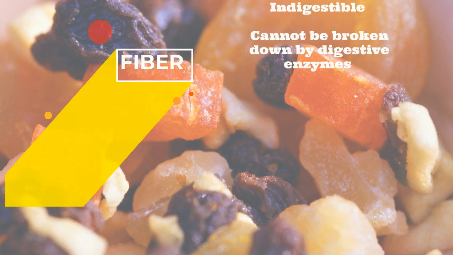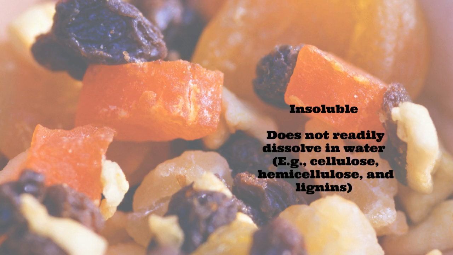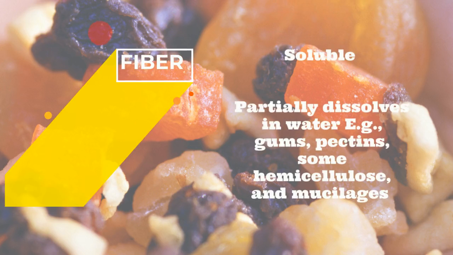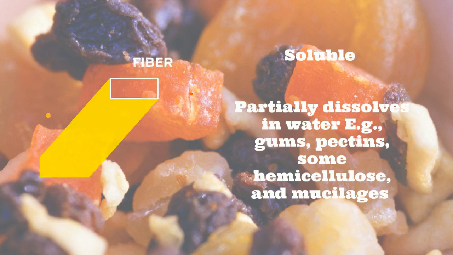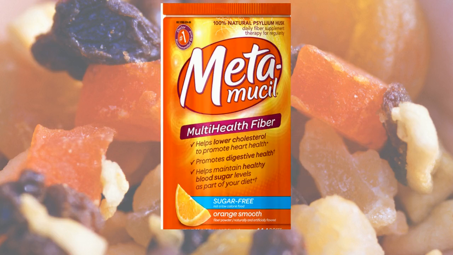Fiber is indigestible, meaning that it cannot be broken down by digestive enzymes, and it comes in two forms: insoluble and soluble. Insoluble does not dissolve readily in water, and soluble partially. Soluble fiber does partially dissolve in water, and there is a packaged or commercially sourced form of it, and it's packaged as Metamucil or something similar to that.